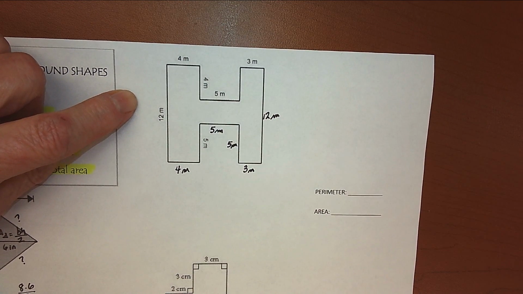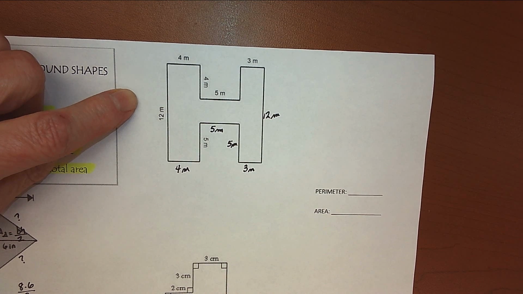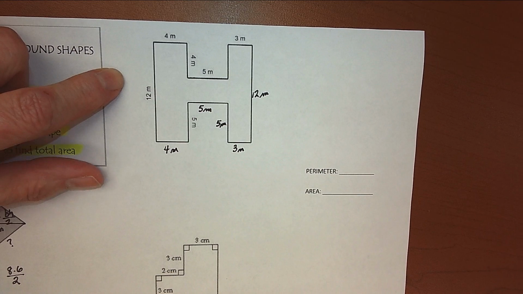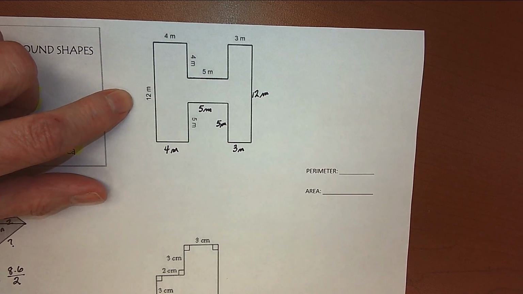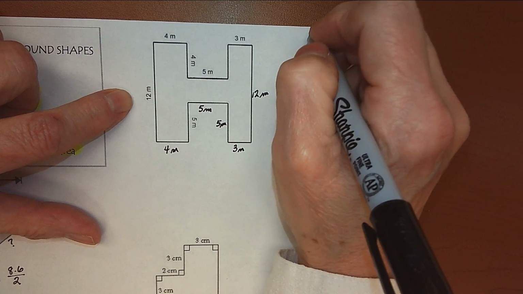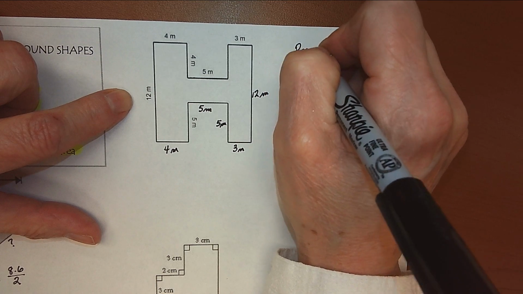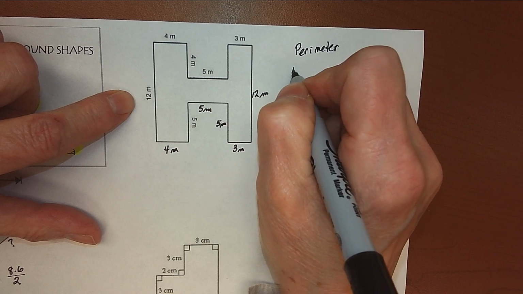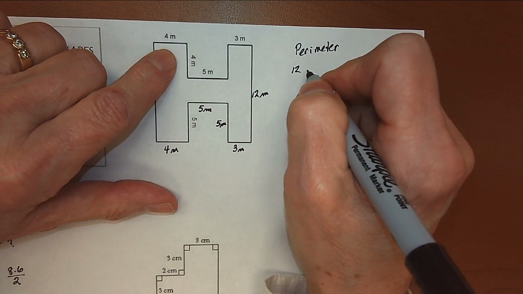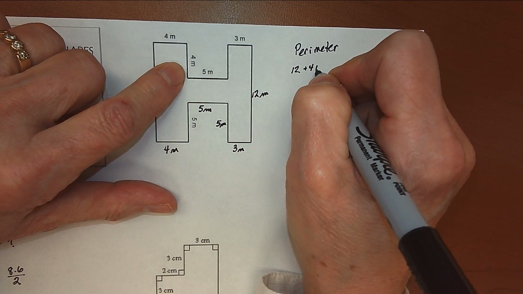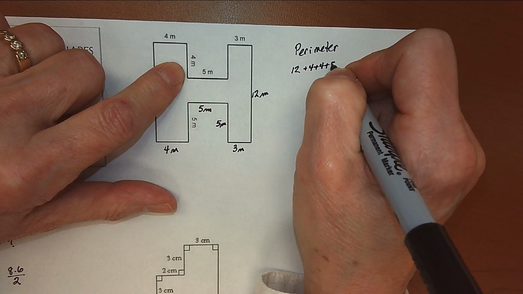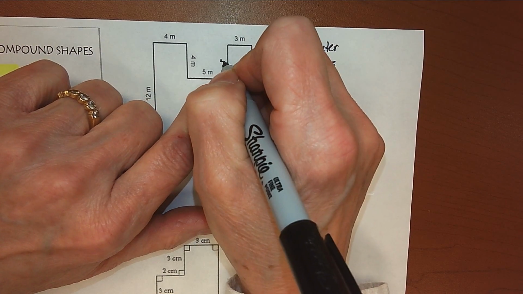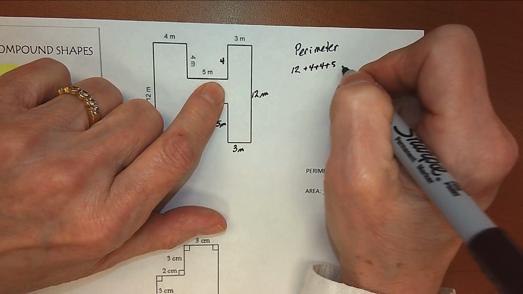Okay, so I'm going to go ahead and find my perimeter before I complicate things by dividing this up for my area. So let's do our perimeter first here. So perimeter. So I can see I've got a 12 and a 4 and a 4 and a 5. Oh, there's one I missed. That one's a 4, equal to that one.